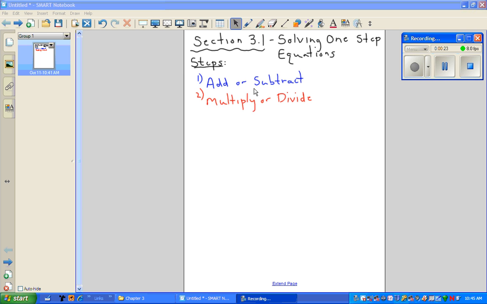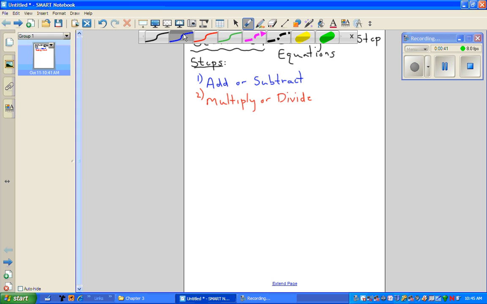In blue right here, I went ahead and wrote that one of your choices is to add or subtract. Okay, and I'll show you what those examples look like. Your second choice is you can either multiply or divide, and I'll show you what those examples are like as well. Okay, so let me start off with blue pen for example number one.